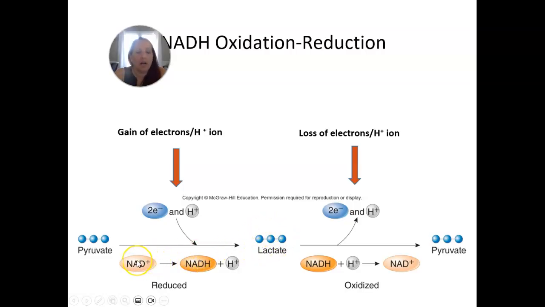Here's the important part. Here we have NAD+. It's going to gain electrons from pyruvate, 2 electrons and a proton. It will become NADH, the reduced form. It has gained electrons. It's going to carry those electrons to the electron transport chain, so it's a shuttle molecule. When it gets to the electron transport chain, NADH is going to release those electrons, and it's going to become oxidized to form NAD+.